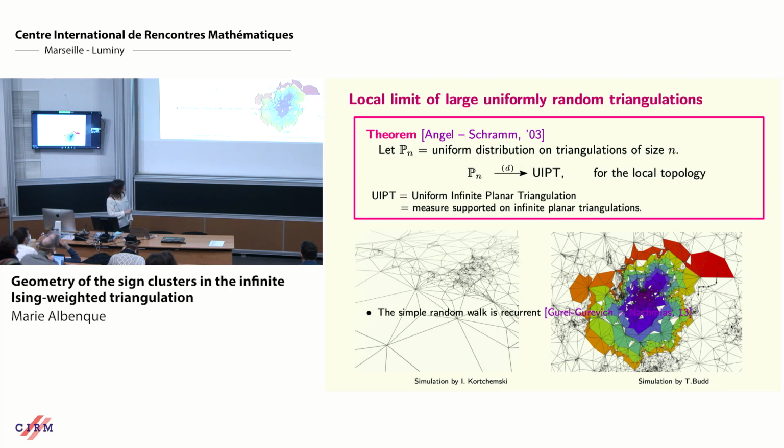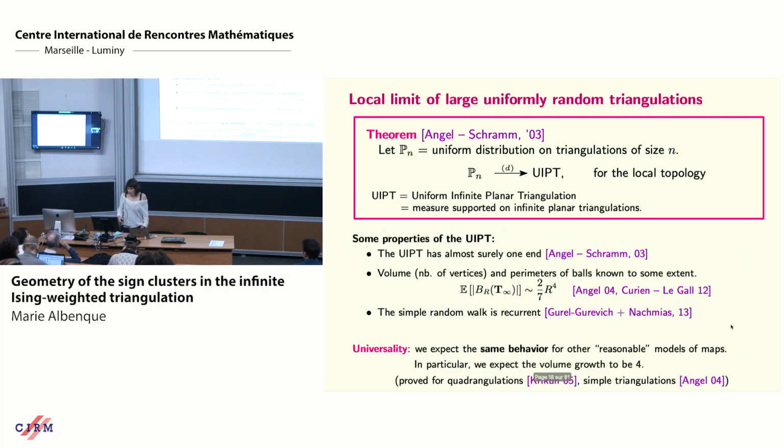So here are two representations of the UIPT by Igor Kortchemski and by Timothy Budd, just to give you an idea of what this object looks like. And since the work by Angel and Schramm, there has been a lot of work to study the UIPT and describe its properties. And now it's a fairly well understood object. In the initial work of Angel and Schramm, they proved that the UIPT has almost surely only one end, meaning that it's an infinite two-dimensional object.